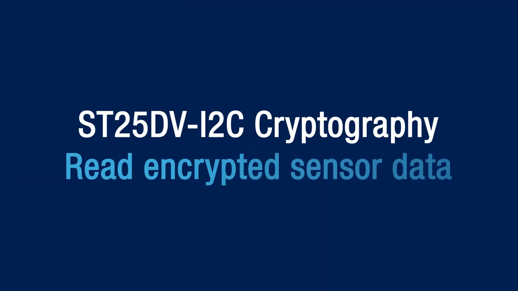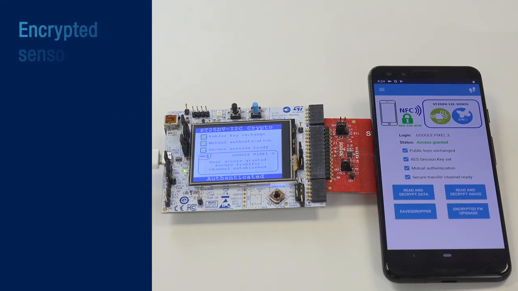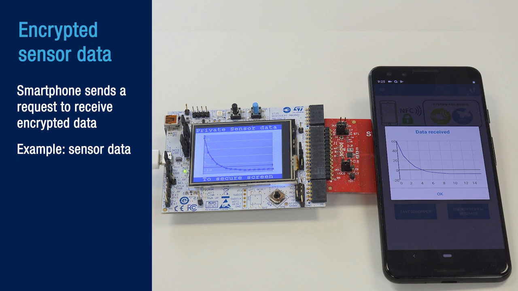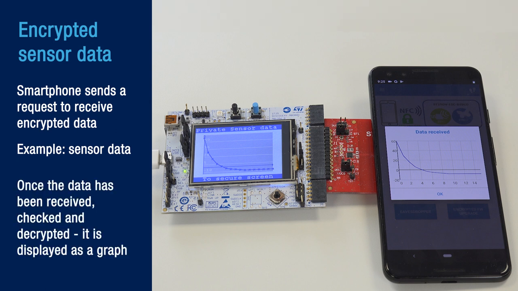Now let's see the encrypted sensor data feature. Here, the smartphone sends a request to receive encrypted data. This data could be some sensor data, for example. Once the data has been received, checked, and decrypted, it is displayed as a graph.